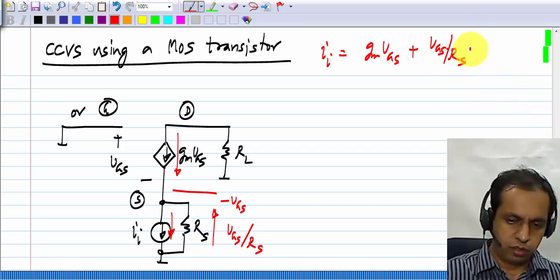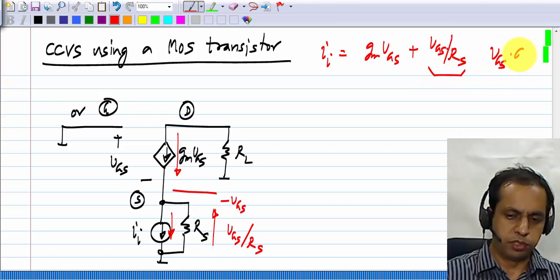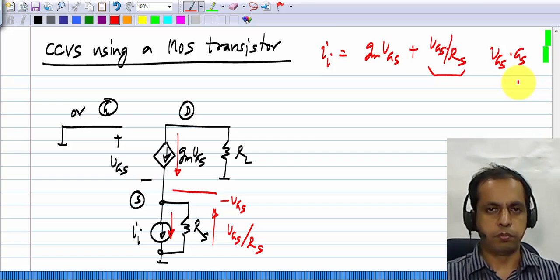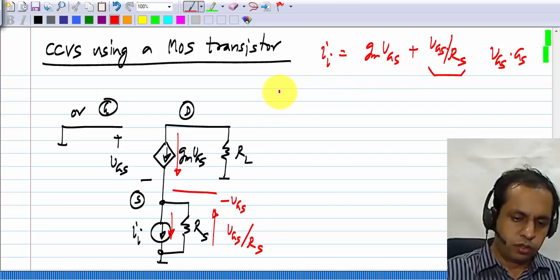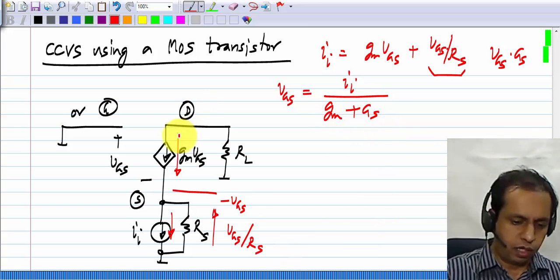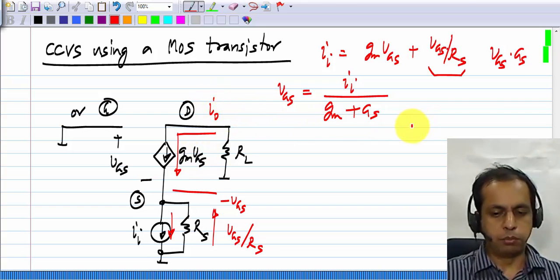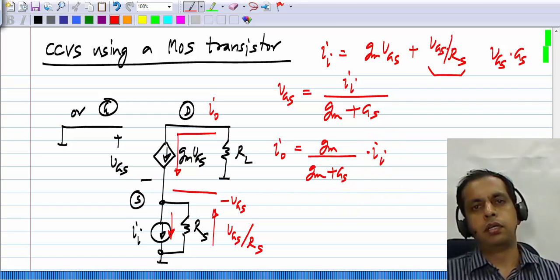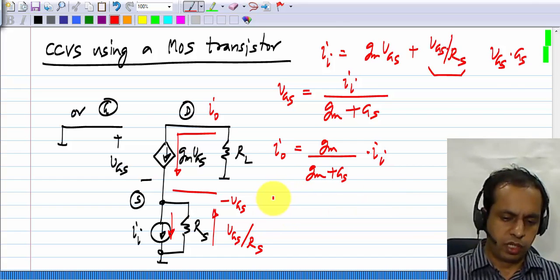Or this can also be written as VGS times GS, where GS is the conductance of the input current source. So VGS will come out to be II divided by GM plus GS, and the output current I naught, what is that? That is GM times VGS. So I naught is GM divided by GM plus GS times II, the input current. What did we want? We wanted I naught to be equal to II, and you can see that this reduces to that.